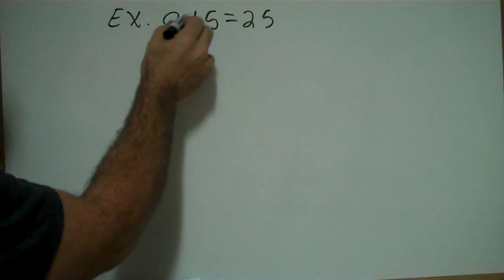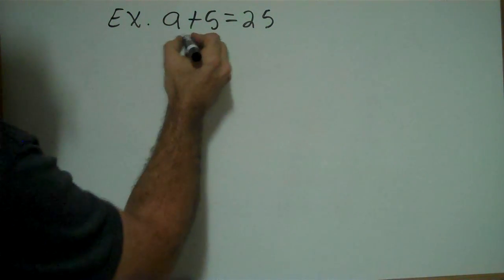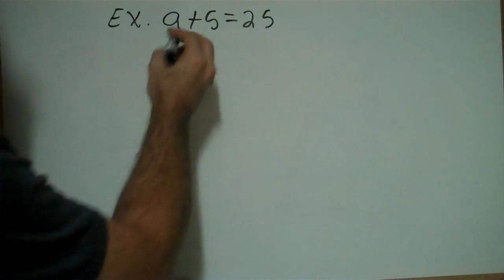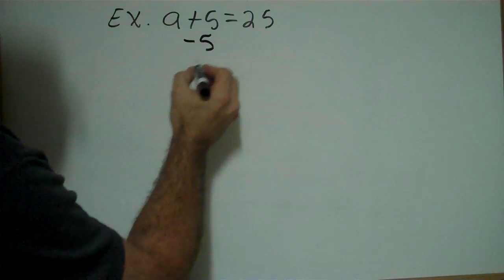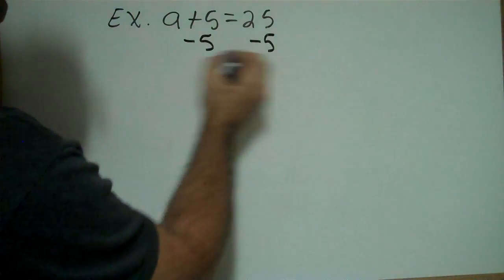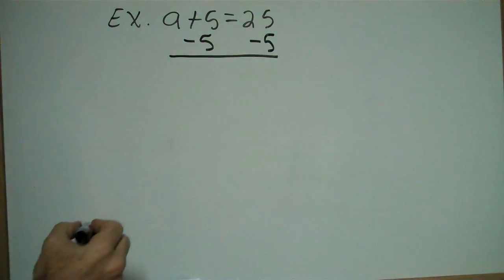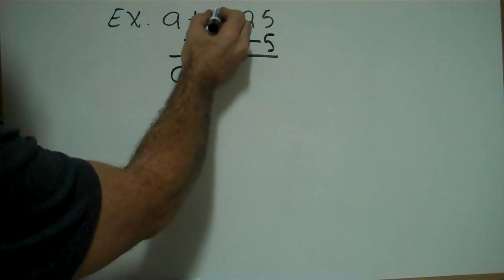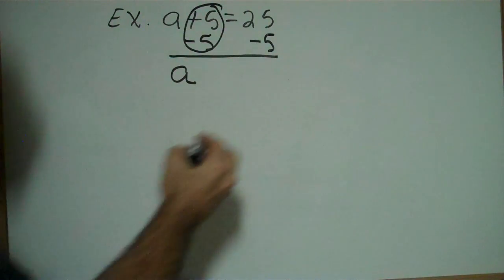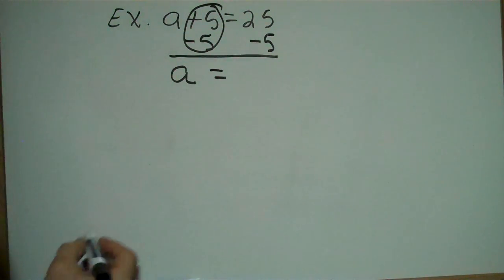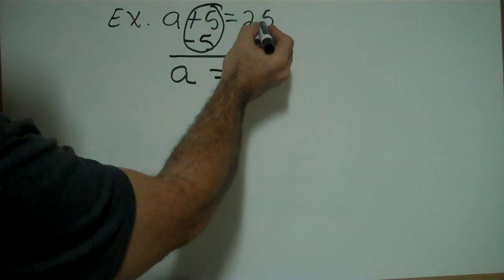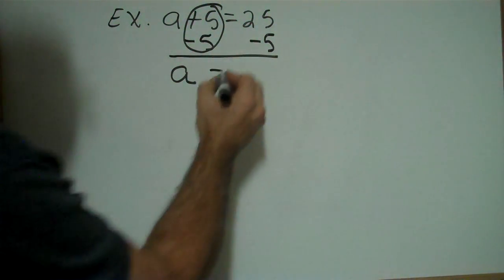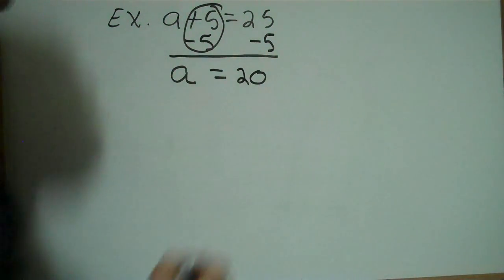So, you see this plus 5? What I'm going to do is use my addition property of equality, which says that I can subtract 5 from this side of the equation if I subtract it from the other side of the equation. Because guess what? That gives me my a right there. Plus 5 and negative 5, they give me a big 0. And then I got my equal sign. And over here, I got what? 25 plus a negative 5, or 25 minus 5, which gives me 20.